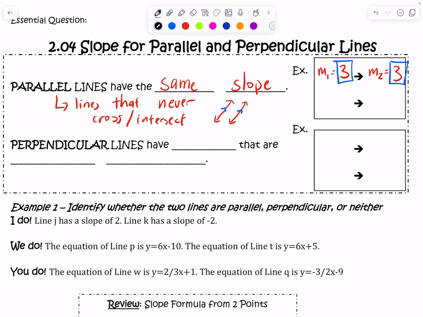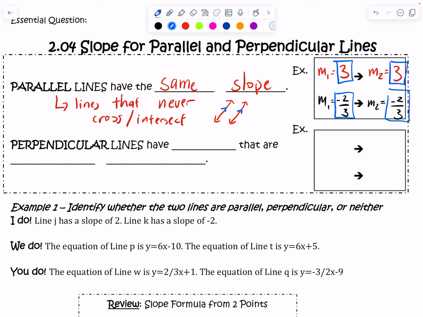Another simple example, if let's say our slope is negative 2/3, for the first line, that means the slope for the second line is going to be the exact same. So m2 will be negative 2/3. Same slope means it's parallel.